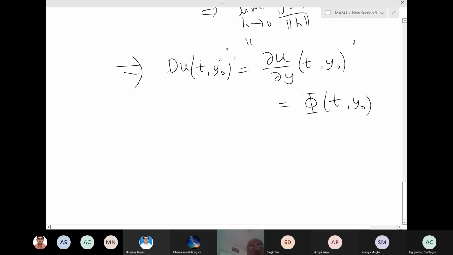So this equals this. In short, u has been shown to be differentiable. Of course, it's already differentiable with respect to t. It's also differentiable with respect to y. And in fact, its derivative is this fundamental matrix solution phi, which we know is definitely going to be continuous. In fact, it's differentiable. So we are done. Okay.